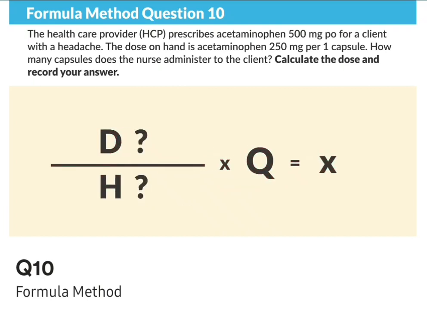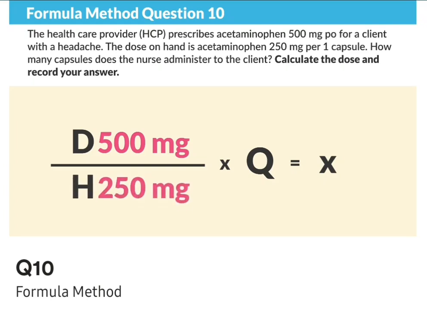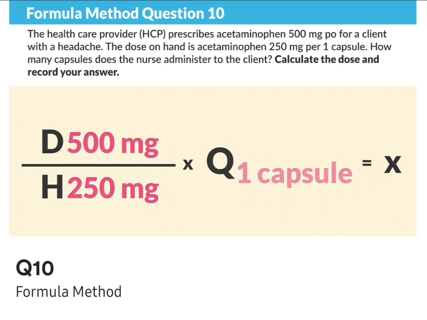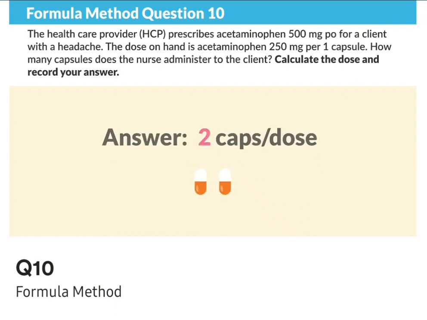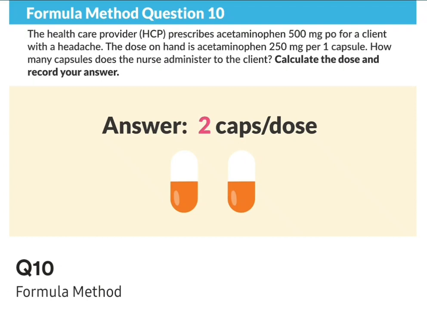What is the D here? The D is the desired or prescribed dose, so D is 500 milligrams. The H is what you have on hand, 250 milligrams per capsule. The D and the H are the same measurements, both milligrams, so let's move on. Now Q is one capsule because that is the quantity. Setting it up, it's going to look like this: 500 over 250 times one capsule. 500 divided by 250 is 2, and 2 times 1 is 2 capsules per dose. So the correct answer here is 2 capsules.